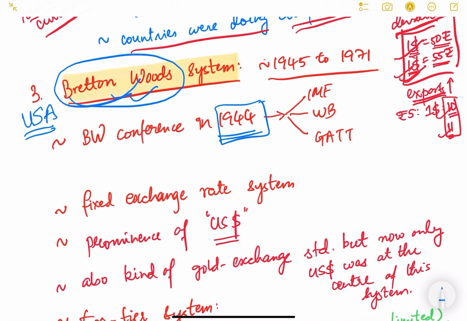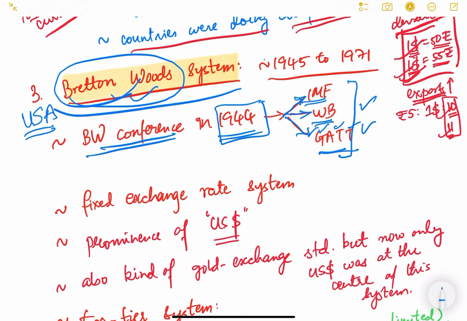The result of this Bretton Woods Conference was the formation of 3 international bodies, global bodies. The first one was IMF, the second one was World Bank, and the third one was GATT, the General Agreement on Tariff and Trade. We will study about this in detail in the next lesson, but I wanted to give you a background because we are studying the Bretton Woods system here, the evolution of foreign exchange regimes. This regime was up to 1971. It got broken in 1971, and we'll also see why. So what was this Bretton Woods system?